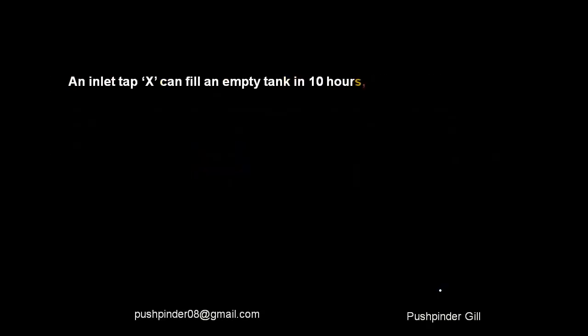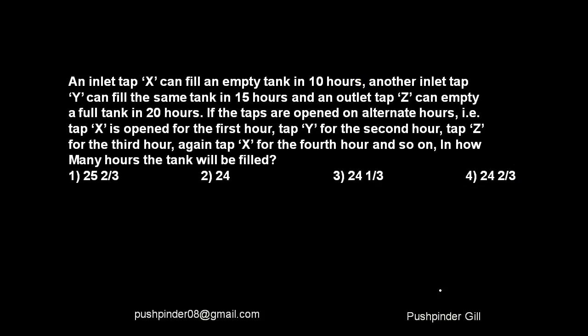Let's see one more question over here. An inlet tap X can fill an empty tank in 10 hours. Another inlet tap Y can fill the same tank in 15 hours. And there is an outlet tap Z which can empty the tank in 20 hours. If taps are opened on alternate hours, that is X is open first, Y is open second, and Z is open third, how many hours is going to be taken? So this question is a little bit different because there is an outlet tap, right, which empties the tank. So let's see this question.